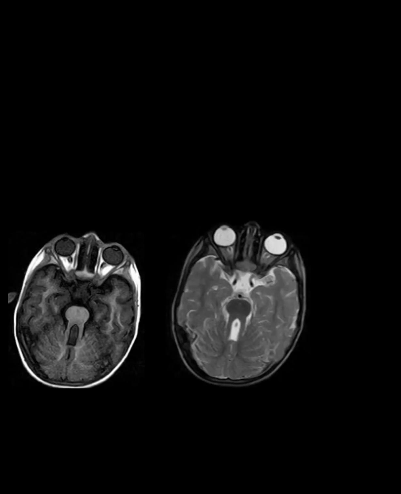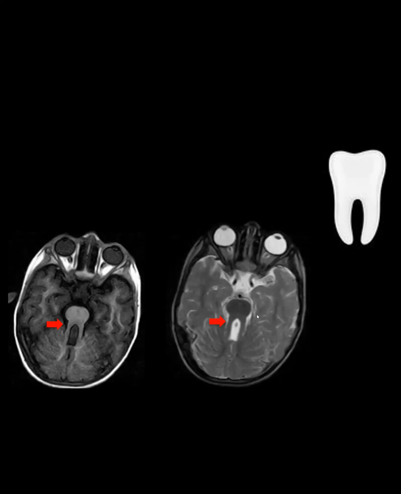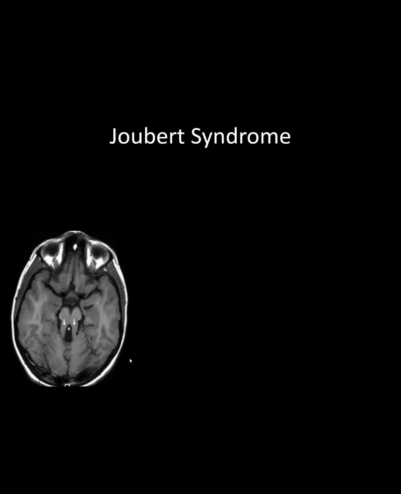All right. Anybody know what this is? It begins with a J. It's a French name. Joubert. Perfect. Yeah, it has a very classic appearance. So if you can get easy points on this, I would just commit this to memory. That's obviously a molar tooth or premolar, and it looks kind of like the way the brainstem looks over here with really long superior cerebellar peduncles. So this is an example of Joubert syndrome.